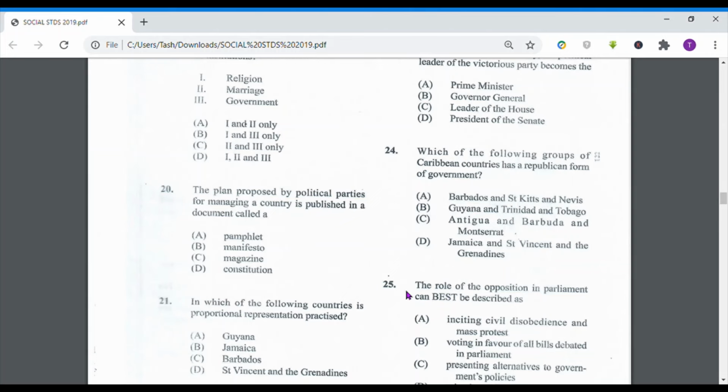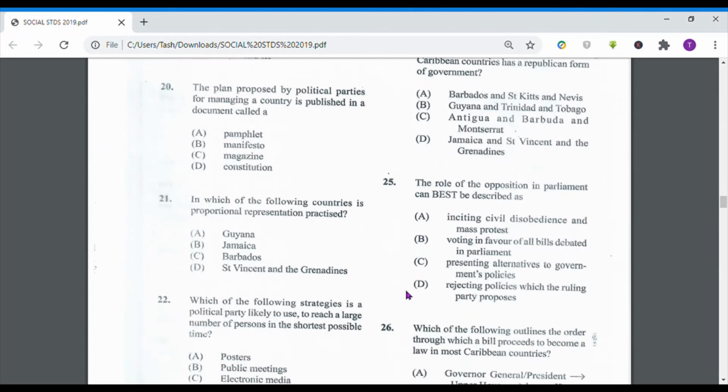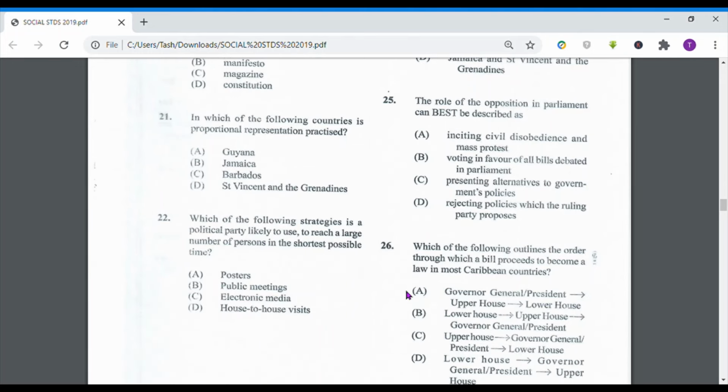25. The role of the opposition in Parliament can best be described as A. Inciting civil disobedience and mass protest. B. Voting in favor of all bills debated in Parliament. C. Presenting alternatives to government policies. Or D. Rejecting policies which the ruling party proposes. The answer for this one would have been letter C, that is presenting alternatives to government's policies.